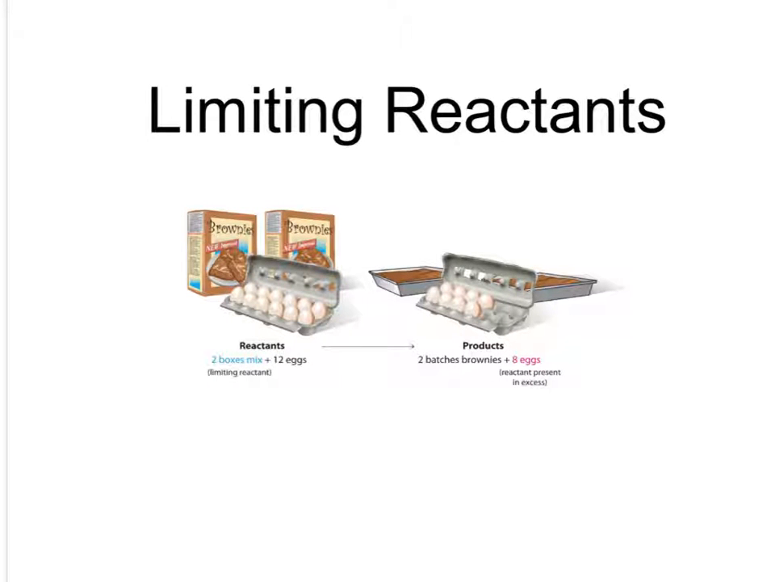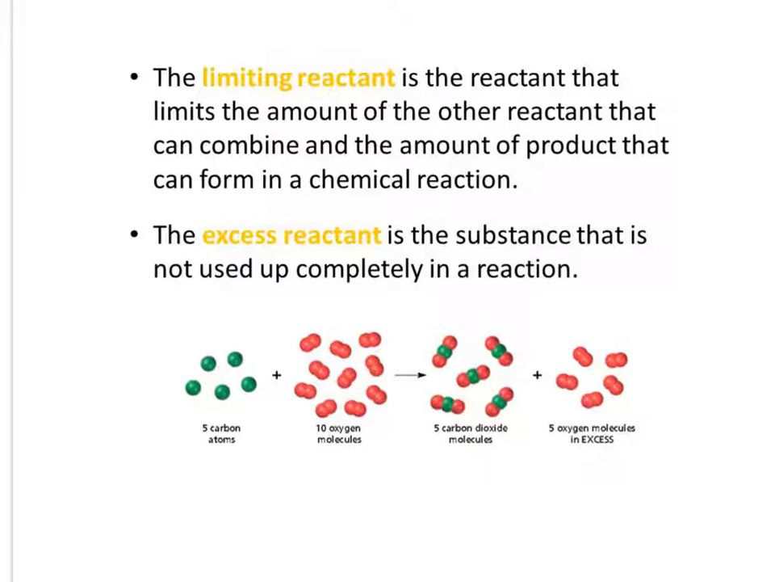All right, limiting reactants. The limiting reactant is the reactant that limits the amount of product the other reactant can make. So the limiting reactant prevents you from making any more product. Then you have your excess reactant, which will be the other one. This is what's not completely used up in a reaction, and this is your leftover. You'll have some of this left over.